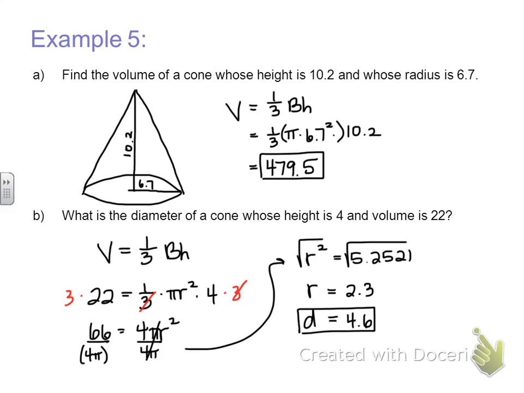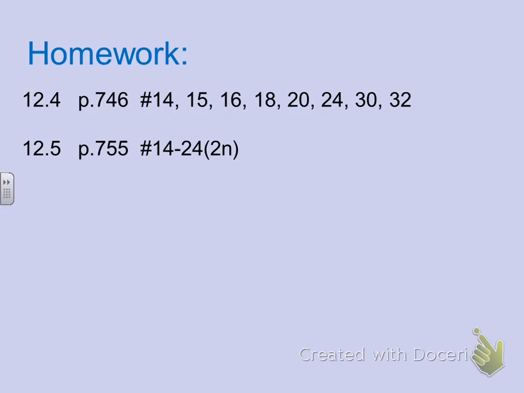All right, here's your homework. You have volume of prisms and cylinders in section 2.4. Pyramids and cones is section 2.5.